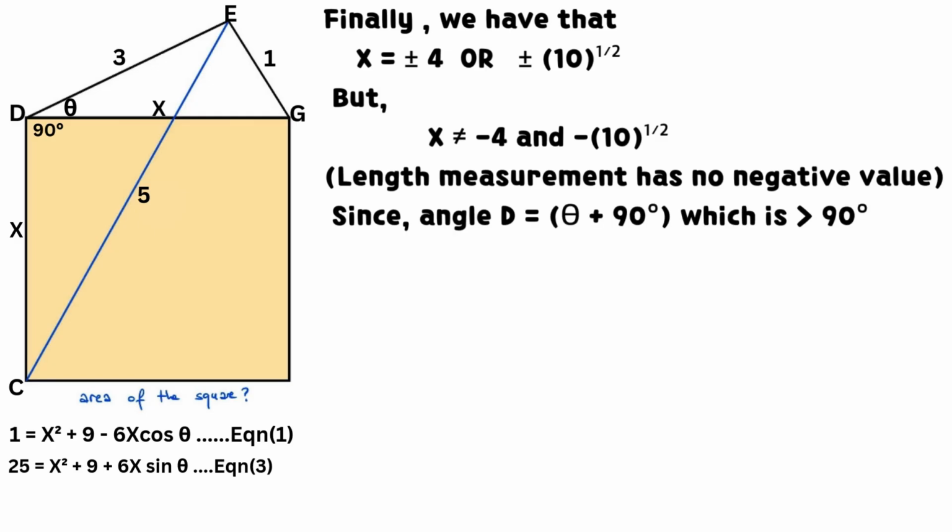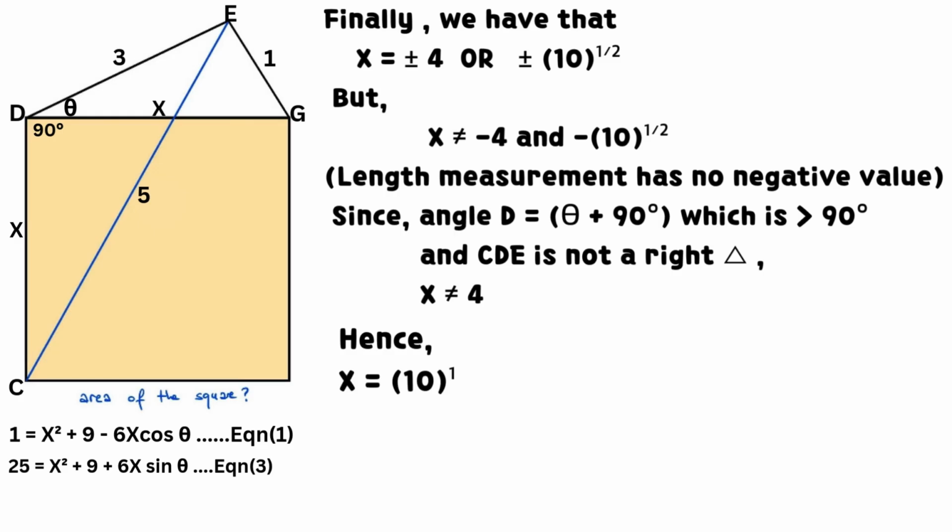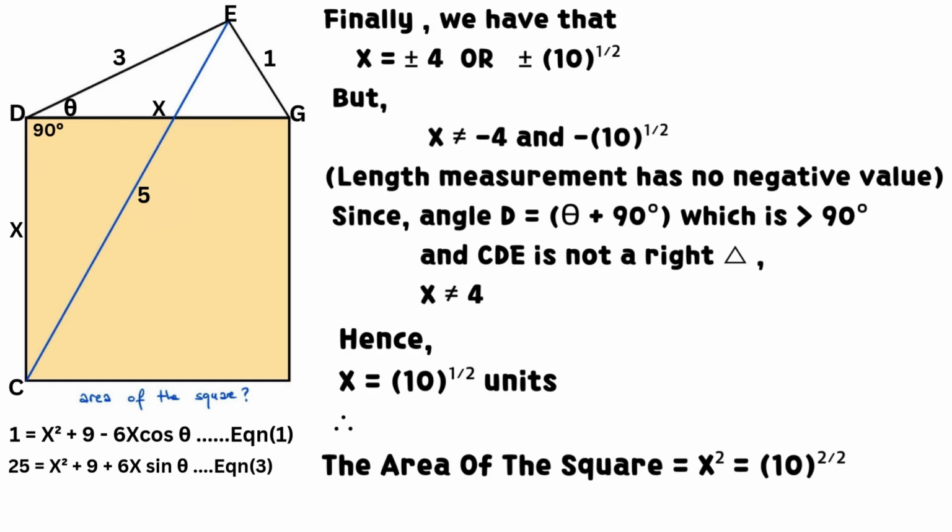Since angle D equals the sum of theta and 90 degrees, which is greater than 90 degrees, and CDE is not a right triangle, x is not equal to 4. Hence, x equals the square root of 10 units. Therefore, the area of the square equals x squared, which equals 10 square units.